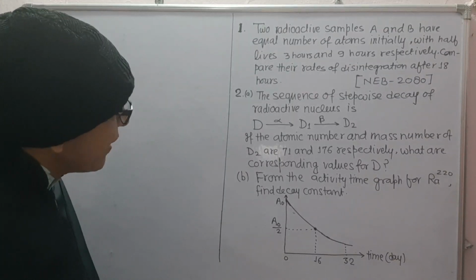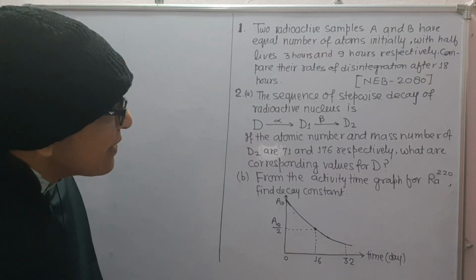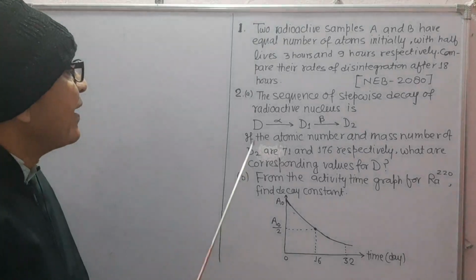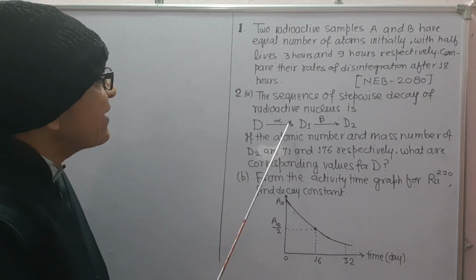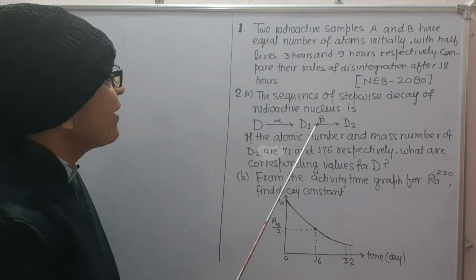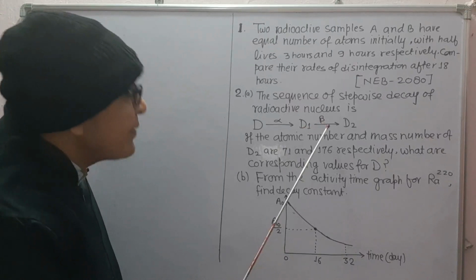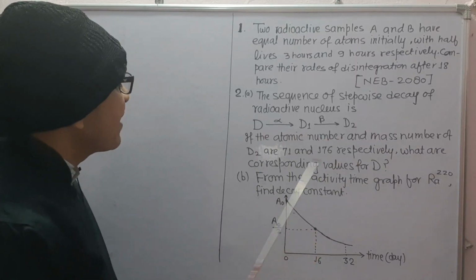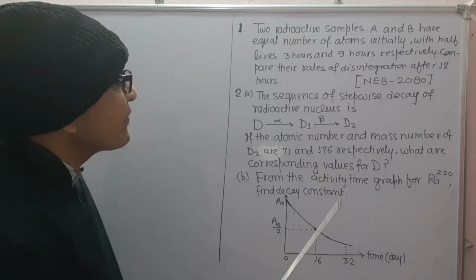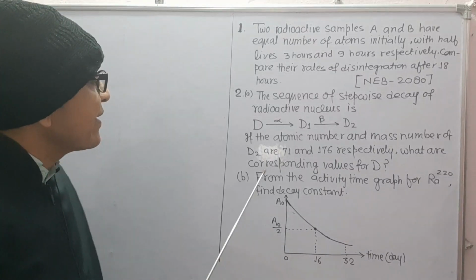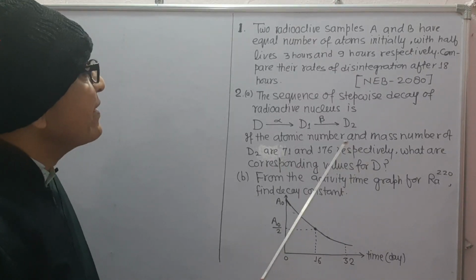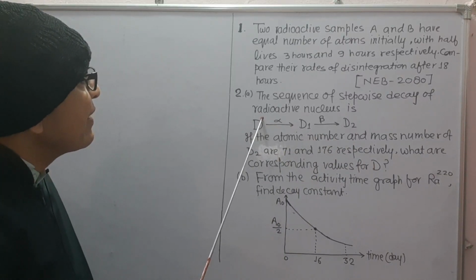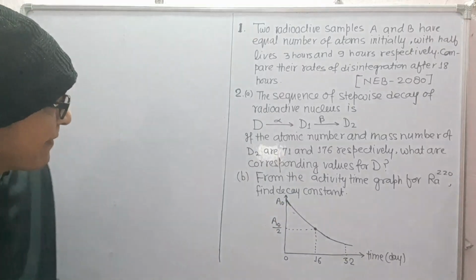Next, question number 2a. The sequence of stepwise decay of a radioactive nucleus is D emits alpha particle and becomes D1, which emits beta particle and becomes D2. If the atomic number and mass number of D2 are 71 and 176 respectively, what are the corresponding values for D? Means we have to find the atomic number and mass number of nucleus D.